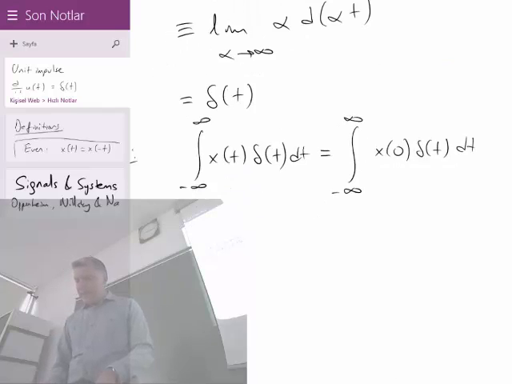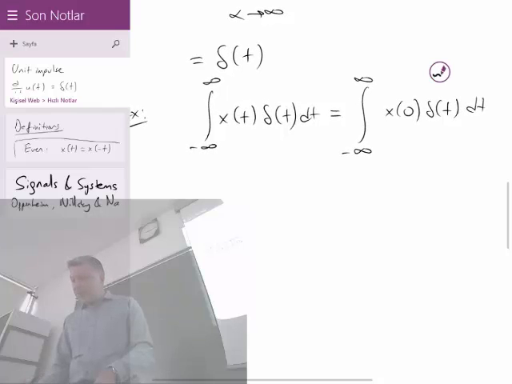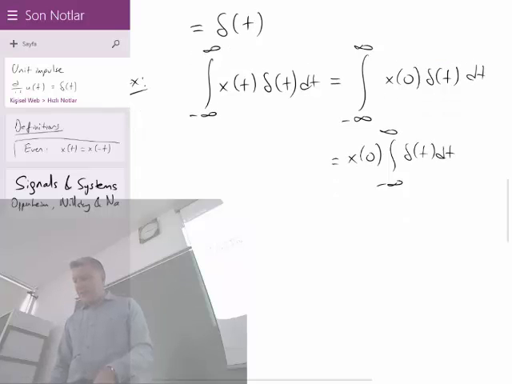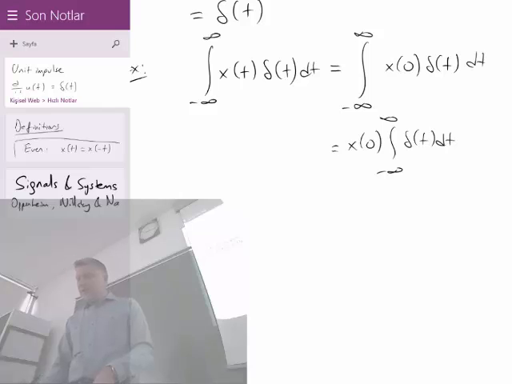dt. And then, as you see, x of 0 is inside the integral now, which is a constant that can go out of the integration. x of 0 integral from minus infinity to infinity delta t dt. And what is this equal to? The integral of impulse was 1. It has unit area underneath. So this is x of 0.